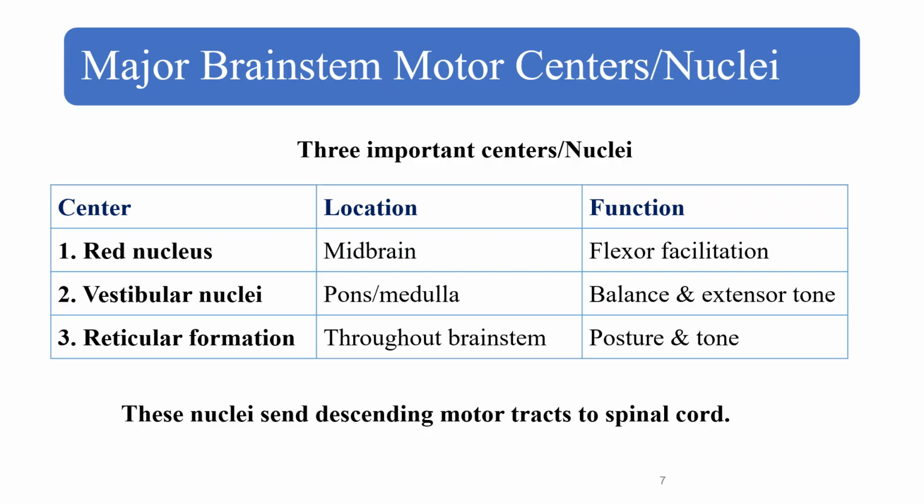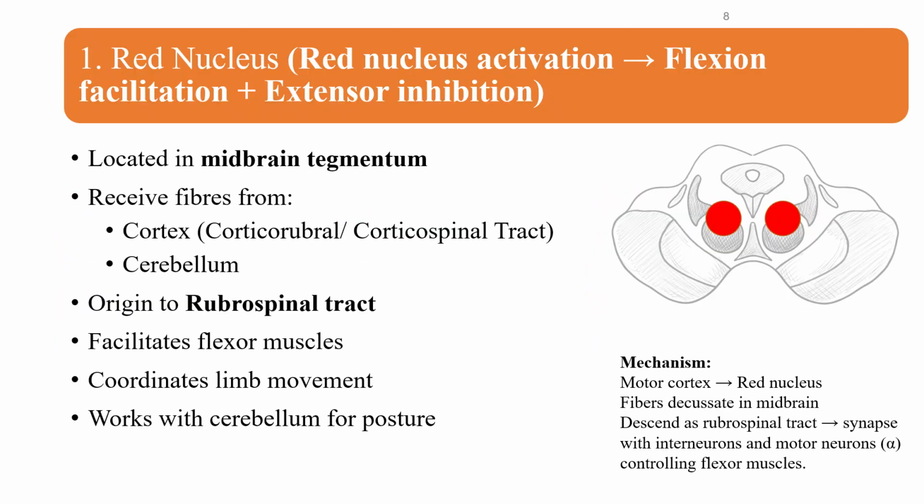So first coming to the red nucleus, it's located in the tegmentum of the midbrain. It receives fibers from the cortex, that is the corticorubral and the corticospinal tract. It also receives fibers from the cerebellum. It gives rise to the rubrospinal tract. Its main functions include facilitating flexor limb movements and coordinating limb movement, and it works with the cerebellum to control the posture.